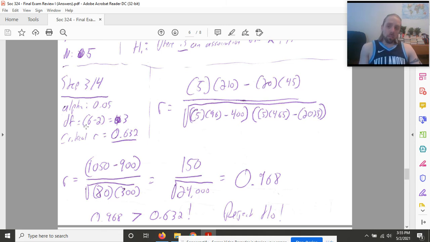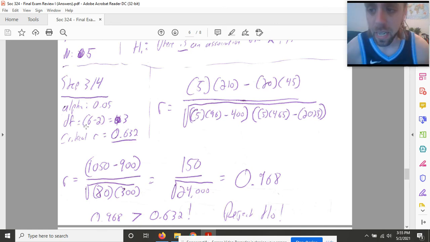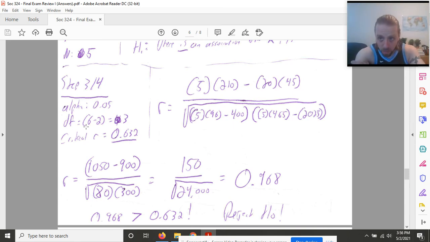I suggest doing a problem like this one bit at a time. I didn't, to save space, but I think that is a wise choice for you ultimately. And R, then you run through the math on that, you get an R of 0.968. Holy moly, that is close to +1.